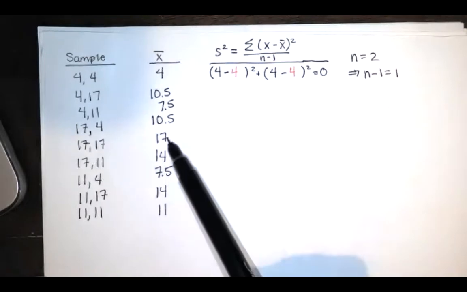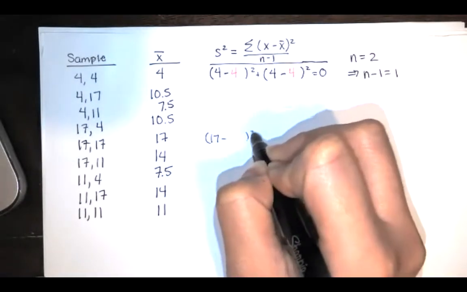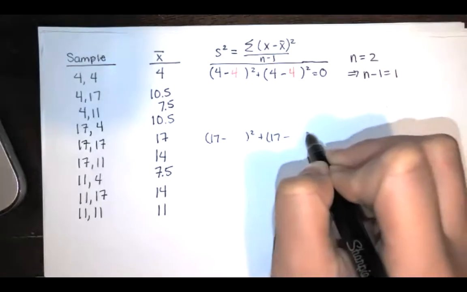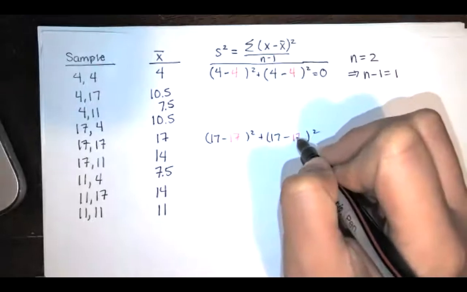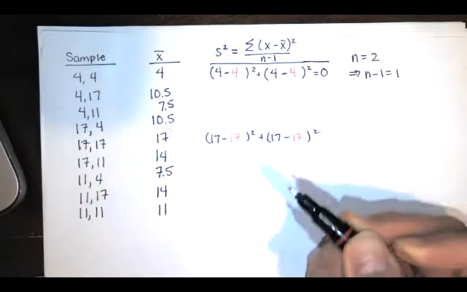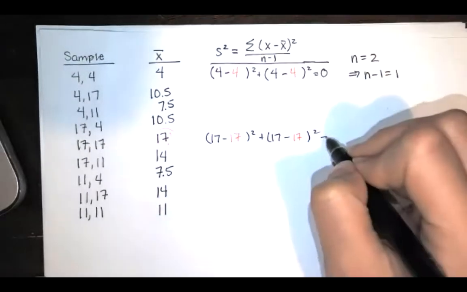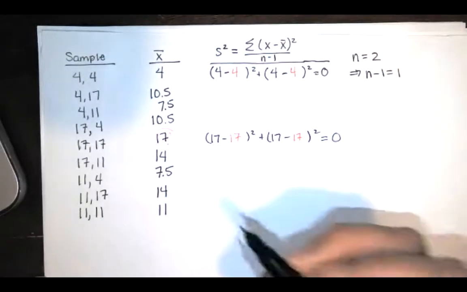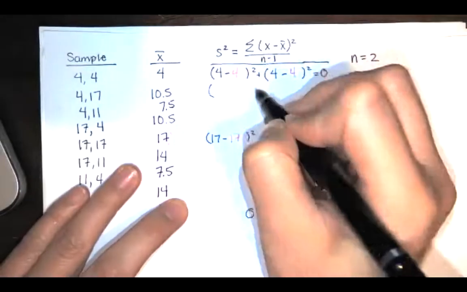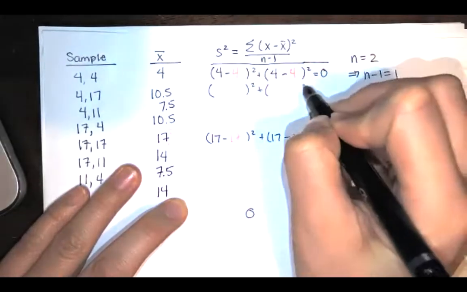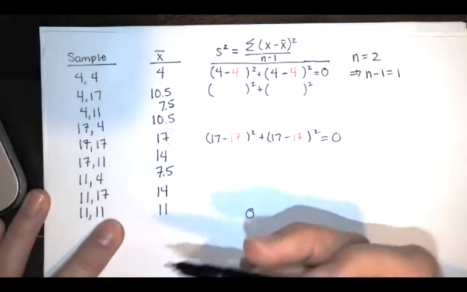So the same is going to be true down here with the 17s. You're going to have 17 minus 17 squared plus 17 minus 17 squared. And these 17s in red come from right here, the sample mean, and so you just get 0. And then when both values are 11, you're going to have a 0 there as well. Okay, now for these other guys, we're not going to get 0 because there is some deviation from the mean for each of these guys.